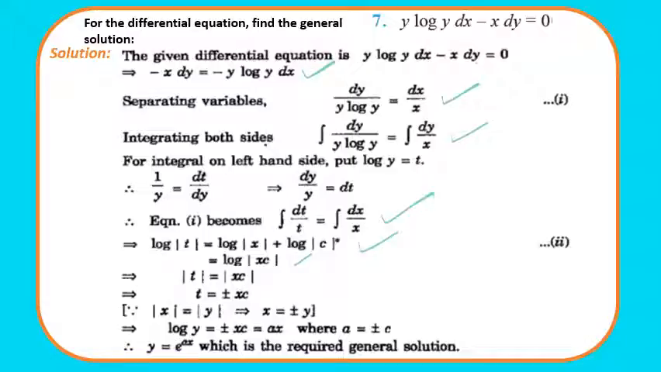So we are getting log y is equal to xc, or in place of c we can take simply a. So the general solution becomes y is equal to e power ax. Clear? So pause and note down the solution.